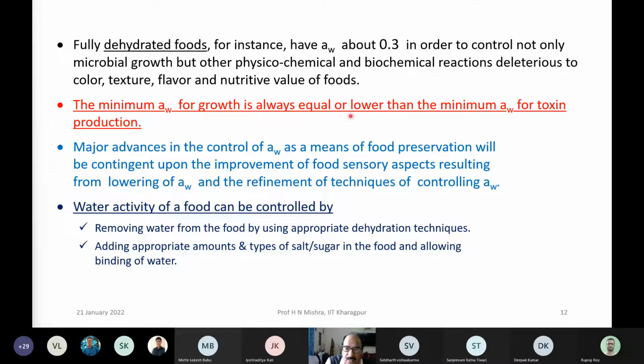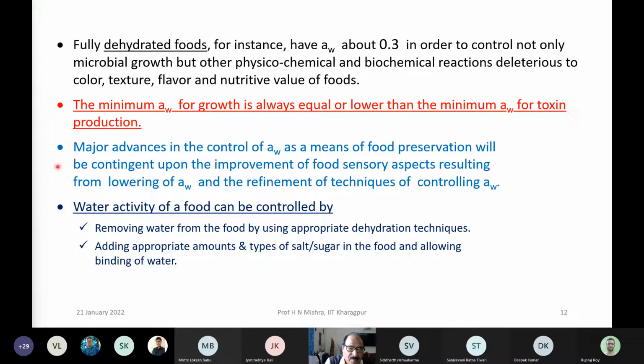always equal to or lower than the minimum water activity for toxin production. The minimum water activity for growth is always lower than the minimum water activity for toxin production. So it will grow, and only then will it produce toxin.